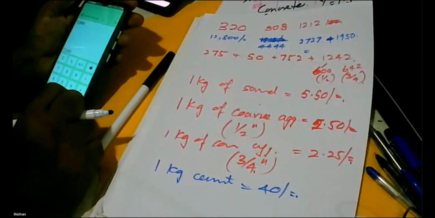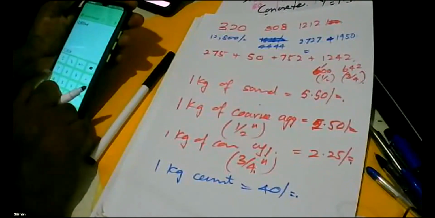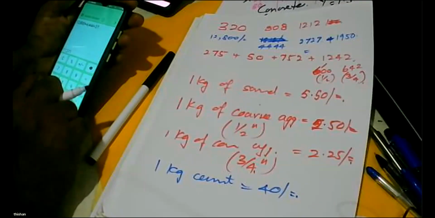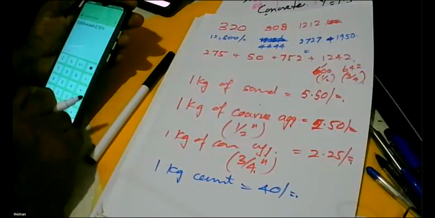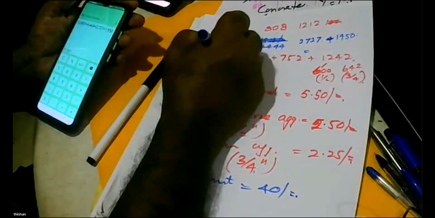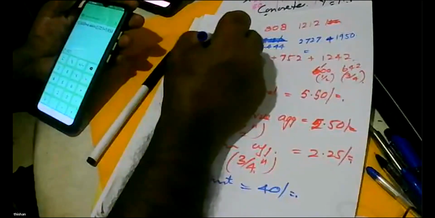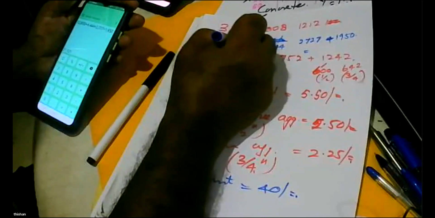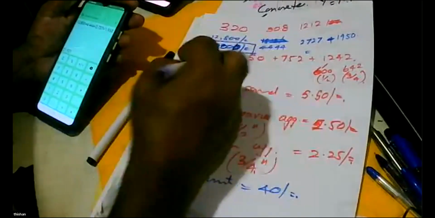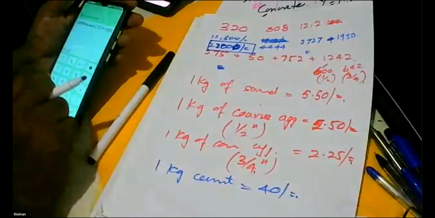12,800 plus 4444 plus 2727 plus 1950. That is 21,000, 22,000. Approximately 22,000. Now we look at the other one.